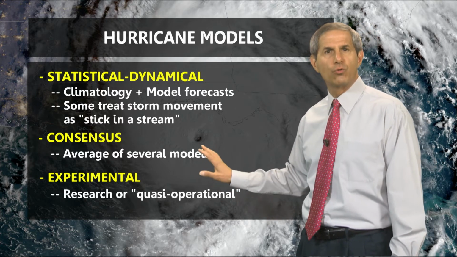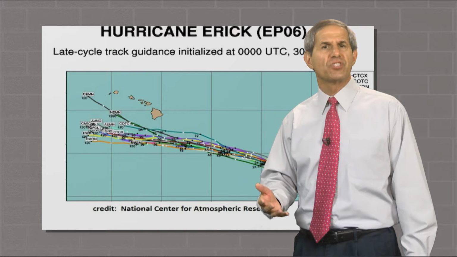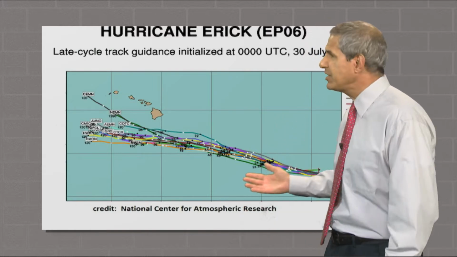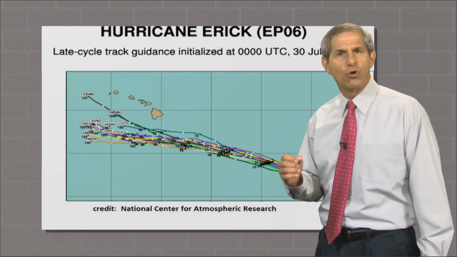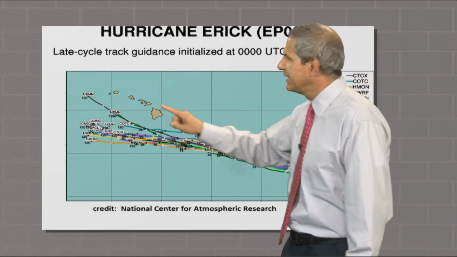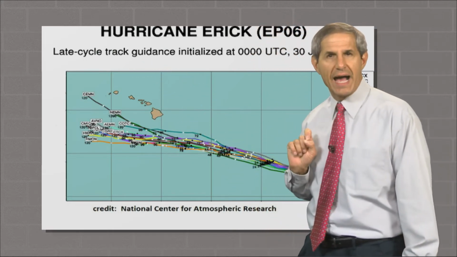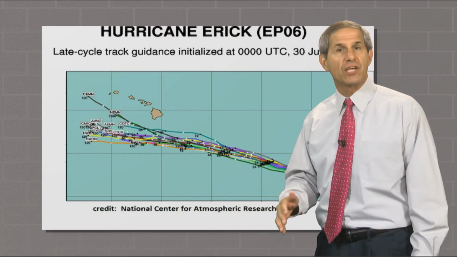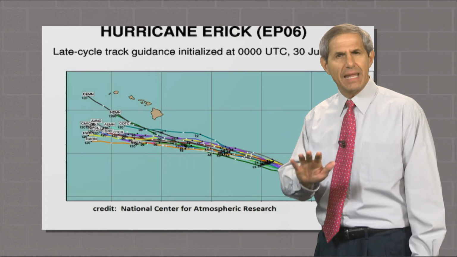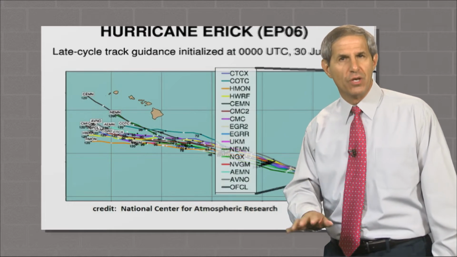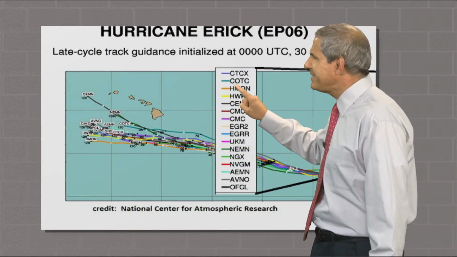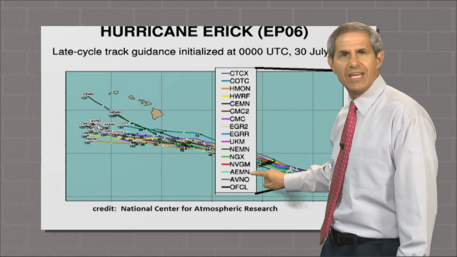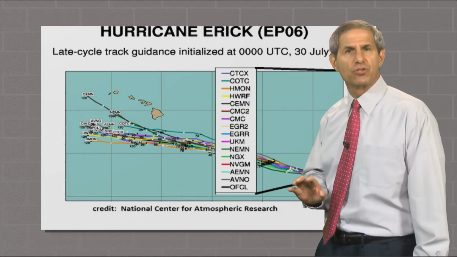And with this model grouping in mind, here's another example of a hurricane track spaghetti plot for Eric. These are some of the dynamical models. It's called late cycle track guidance because these models take the longest to run, and so forecasters see them last. And let me enlarge the labels for you. For example, CTCX, COTC, NGX, and NVGM are models from the Navy.